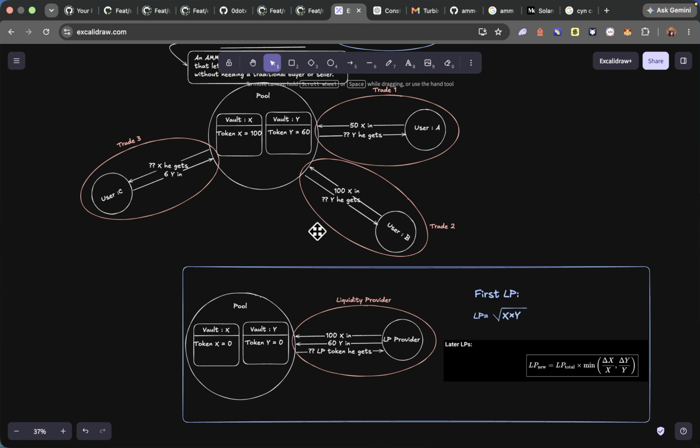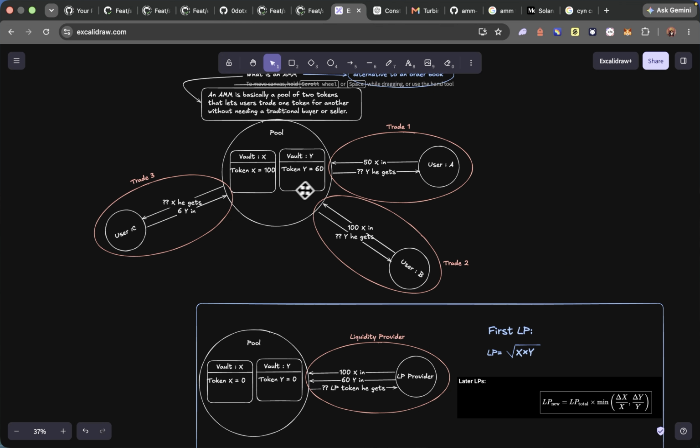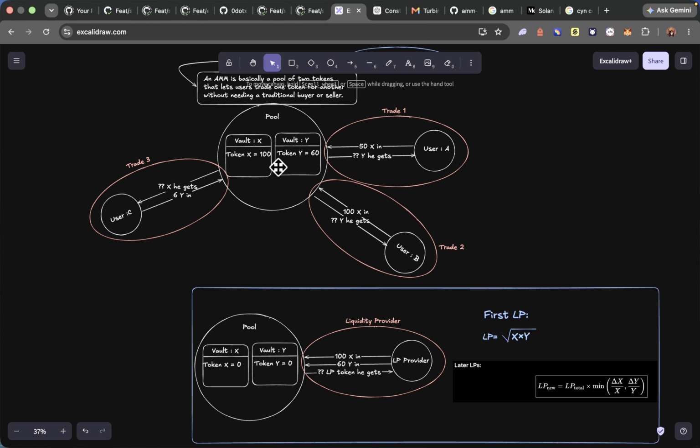One more thing to keep in mind while providing liquidity to any pool is that you cannot disrupt the price of the pool. You're not allowed to do that. Let's say right now we have 100 X tokens and 60 Y tokens in the pool, right? So the price of X token would be 60 by 100 and the price of Y token would be 100 by 60. In that case, what is the ratio of X to Y? That is 100 to 60, which becomes 10 to 6. So you can never disrupt this ratio.